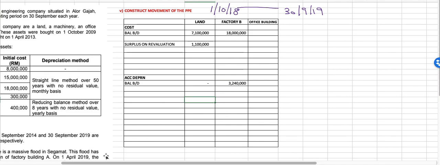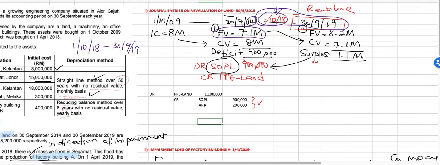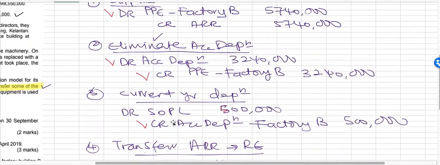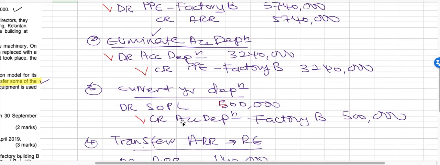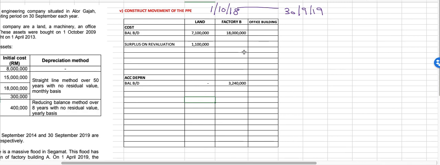Now we need to show the movement of the factory. So all these entries that I ticked in red. Debit PPE, that means you add your asset. This one, debit accumulated, you minus your accumulated. Credit PPE, you minus PPE. You credit accumulated depreciation means you add the accumulated depreciation. Okay, so I'm going to put in the notes. Firstly is to recognize the surplus. So the surplus is 5740.